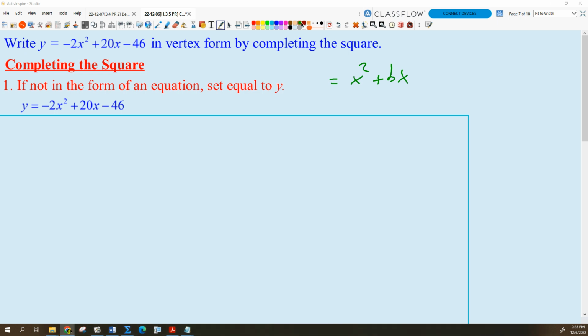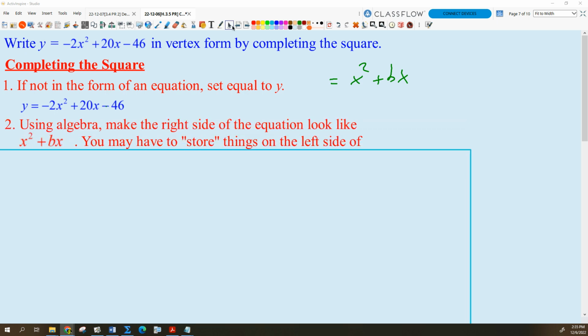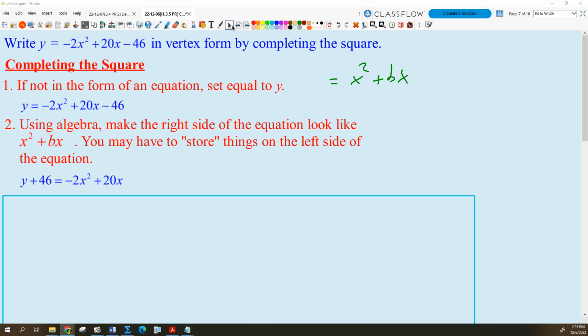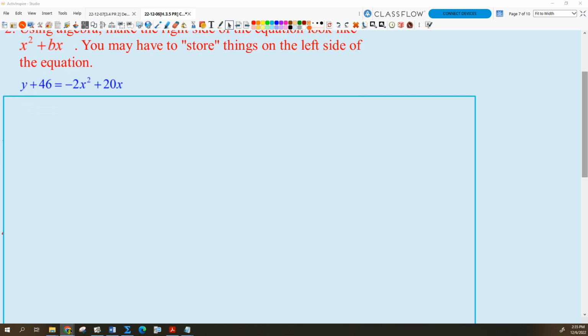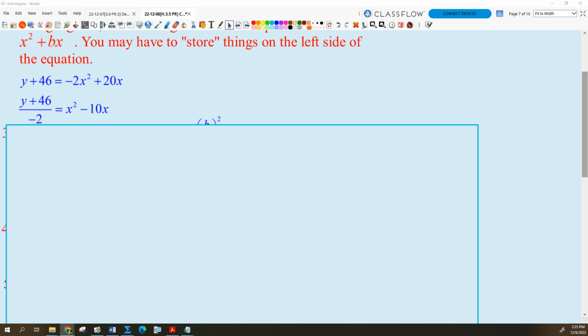And what's the next thing I'm going to do? I need it to be x squared, not negative 2x squared. Divide by negative 2, right? So first I'm going to add 46. So we added 46. Then we divide by negative 2. When I divide the right side by negative 2, I have to divide every term. 20x divided by negative 2 is negative 10x, right? On the other side, I've got y plus 46 divided by negative 2.